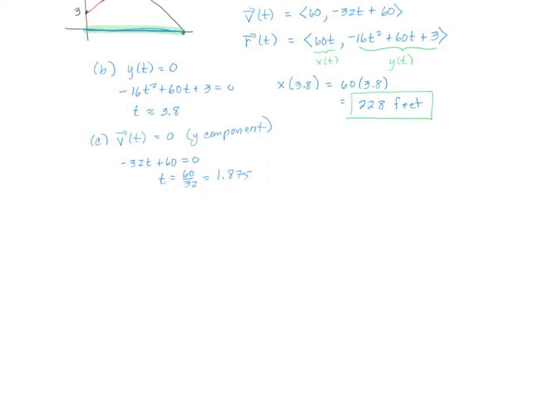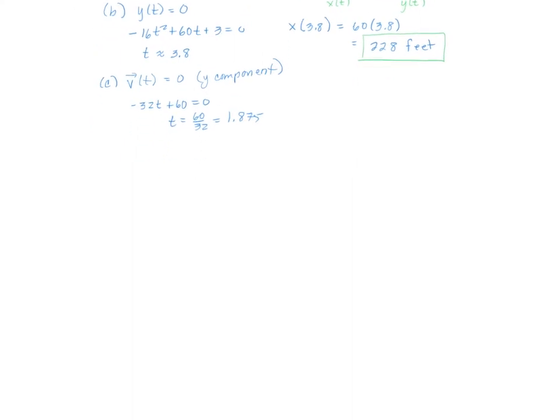But to find the maximum height, I have to put this t value back into my position function because I need to find the y value, since that's going to correspond to height. So when I'm looking at the maximum height, it's going to happen when t is equal to 1.875 seconds. Which means I'm going to evaluate the y component of the position vector. So the y of t.